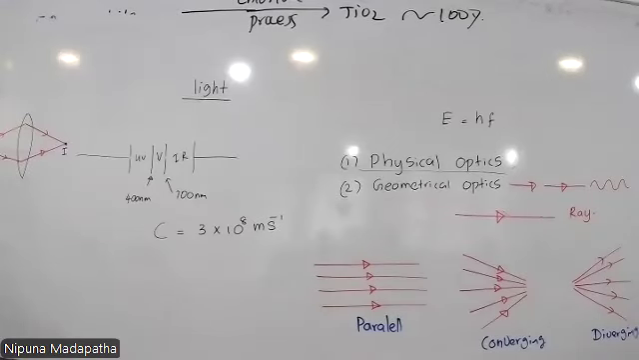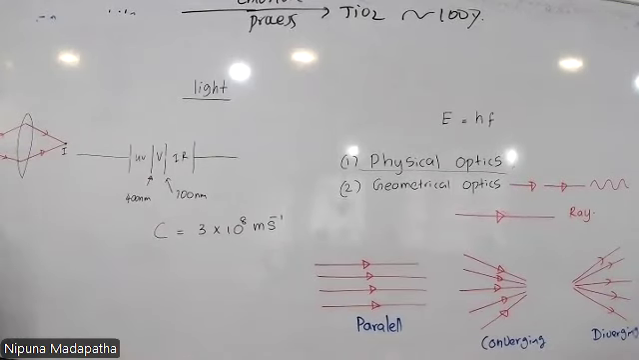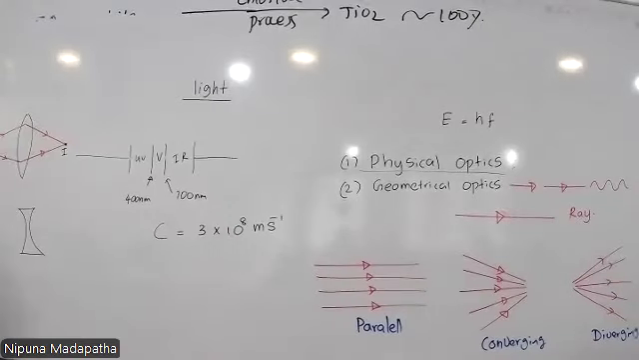If two or more light rays coming from an object somehow converge together at a point, we say at that point an image of the object is formed, right? Sometimes actually these light rays do not really converge to a point.